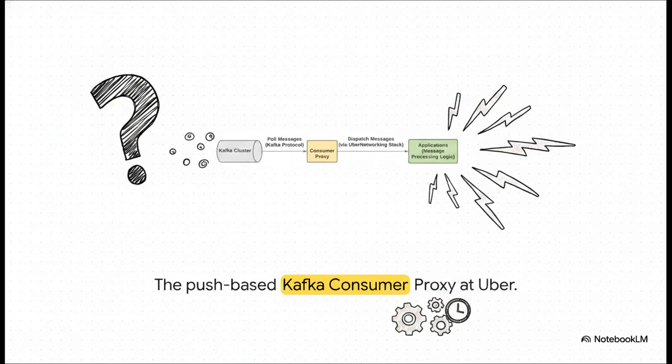Open source Kafka is pull-based. That means applications constantly have to ask, hey, do you have new data for me? Uber's proxy shifts this to a push-based dispatching model. The proxy actually does the asking, and then actively pushes the messages right to the applications. This incredibly smart little tweak allowed for significantly higher concurrency and parallelism for all their downstream apps.